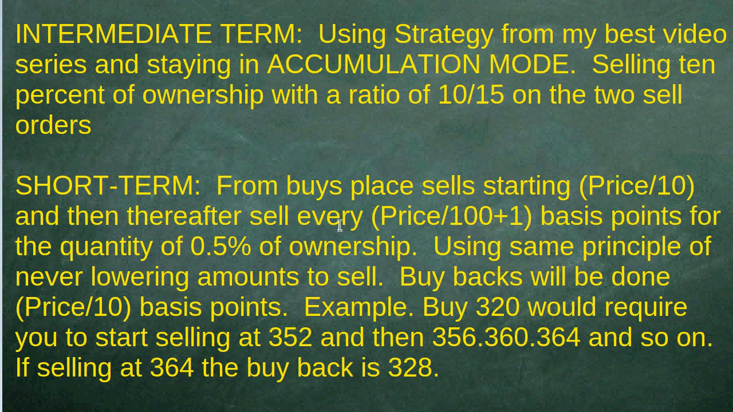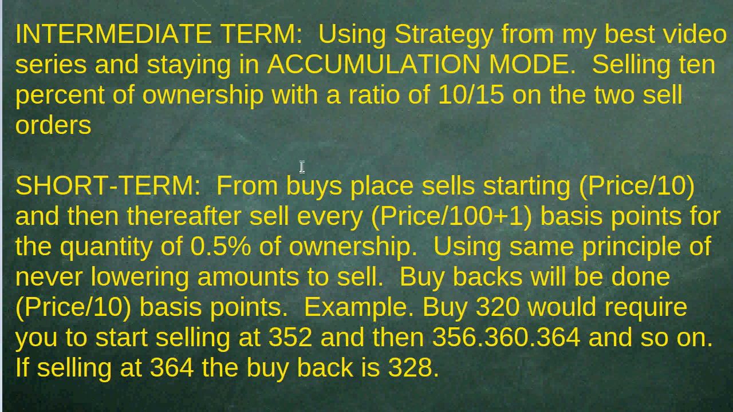And thereafter, I would sell every price divided by 100 plus 1 basis points. So in a case at 1,000, I would do 1,000 divided by 100, that would be 10. And then I'm going to add 1 every 11 points, so 1,011, 1,023, and every time it crosses a 100 number, of course, the price would go up. You'd be doing every 2 extra or 1 additional basis point more, and the same thing, less 1 when it goes down. Selling the quantity of 0.5% of the ownership.